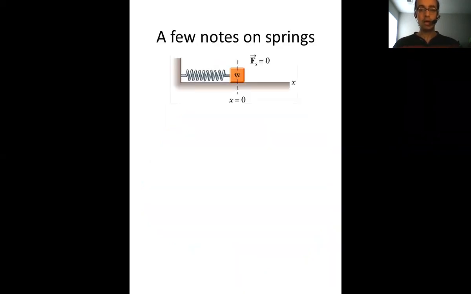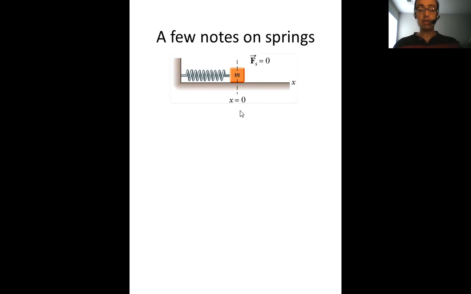So a few important notes on springs, the conventions surrounding springs, what we call positive, what we call negative. They're a little bit different from what we've looked at so far, where you have a straight line and you can just define a 0 point however you like. You can define a positive direction however you like. With springs, there are some fairly strict conventions.